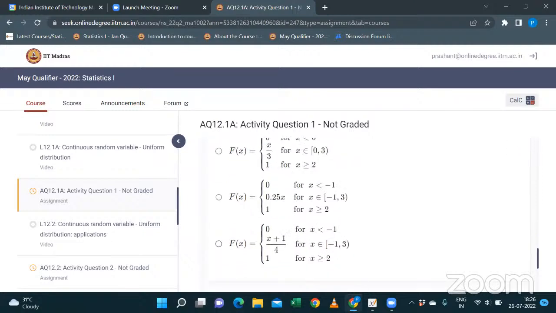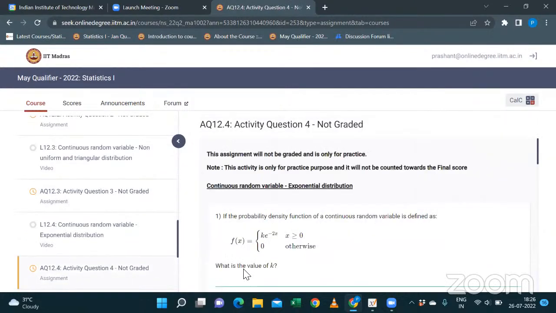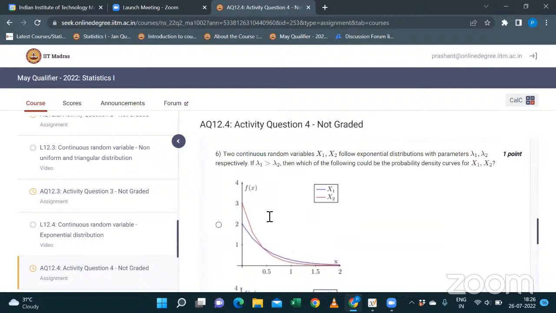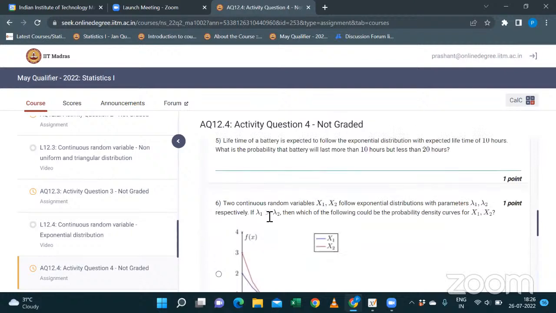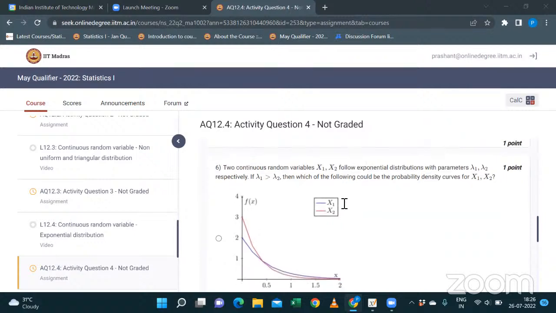Someone asked about 12.4, the graph question, the last one, the sixth one. What is your doubt? How to go about this, I was not able to calculate. Two continuous random variables x1, x2 follow exponential distributions with parameters lambda 1 and lambda 2. If lambda 1 is greater than lambda 2, then which graph is correct?